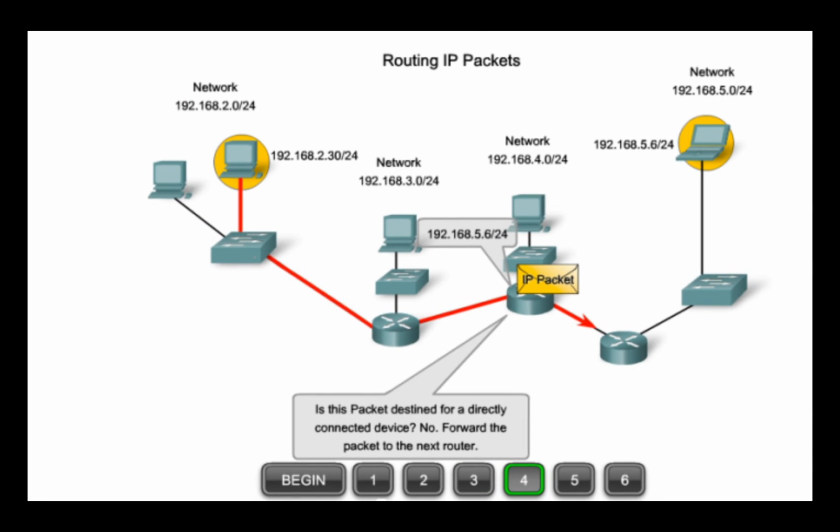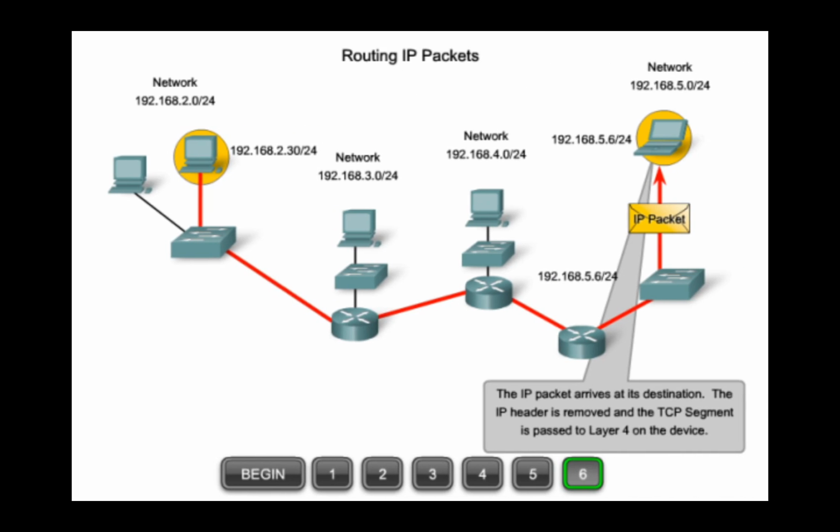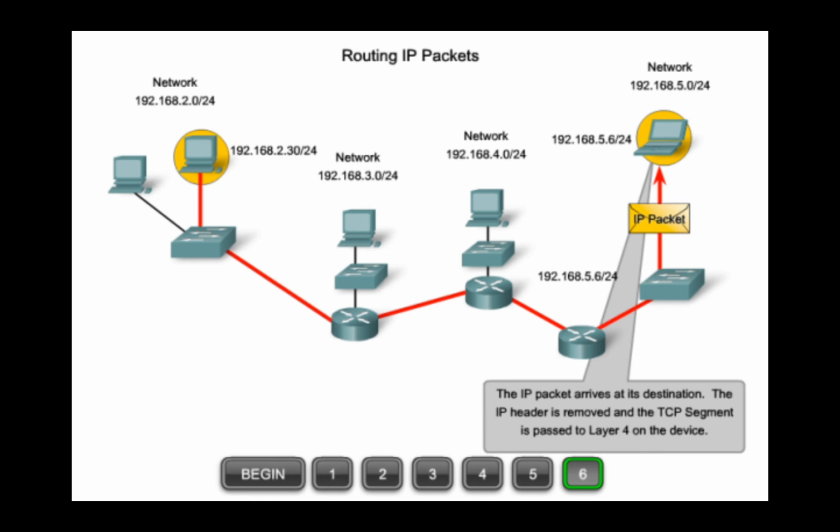Is this packet destined for a directly connected device? No, because the packet will be forwarded to the next router. The IP packet arrived at router 2, but it is not the final destination because it will be forwarded again to the next router, which is router 3. Router 3 will pass the IP packet into LAN switch 4. The IP packet arrived at the final network, which is network 192.168.5.0 with the prefix mask 24.